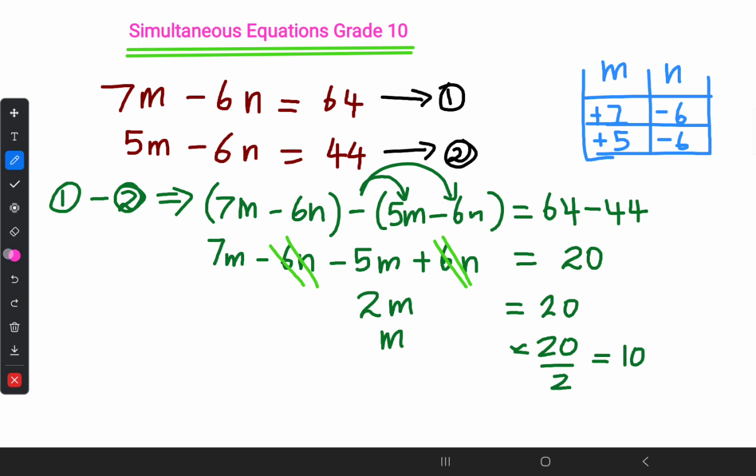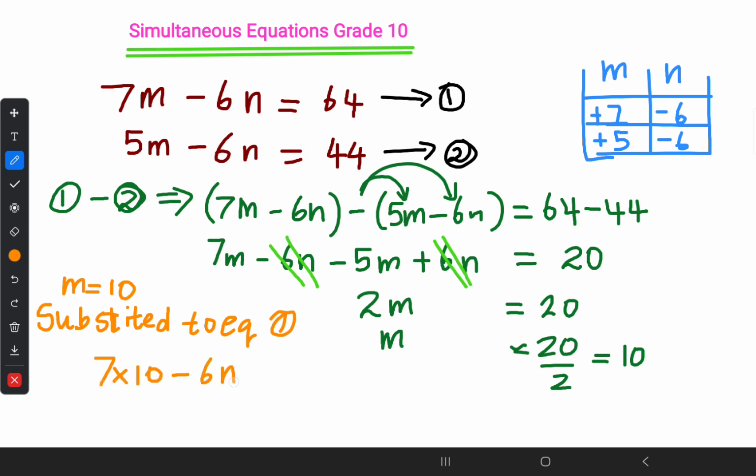And after that, you need to do the substitution. M is 10. I will do the substitution. You have to write m equals 10 substituted into the equation. Which one? Let's use equation 1. So 7 times 10 minus 6n equals 64. Look at this. It has a negative sign. Keep it clearly. Negative 6n equals 64 minus 7 times 10, 70.